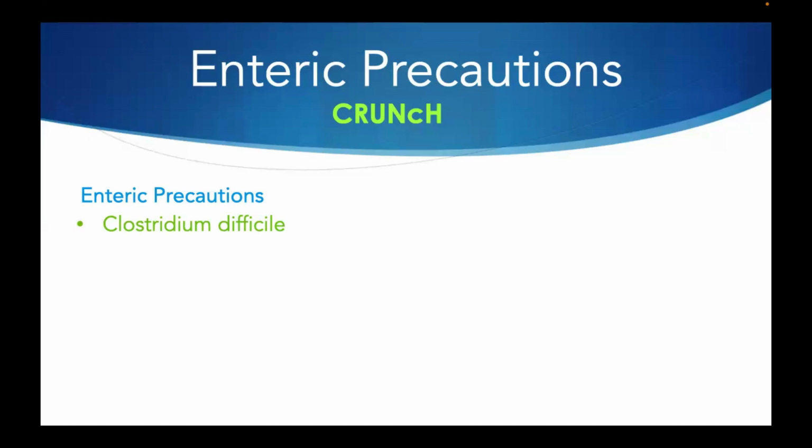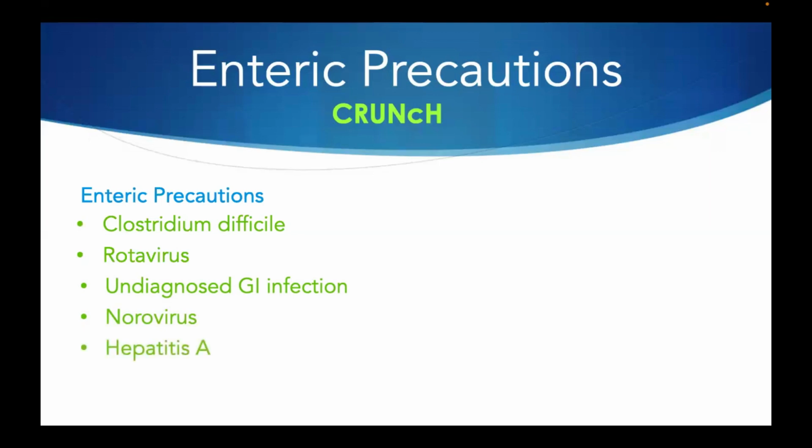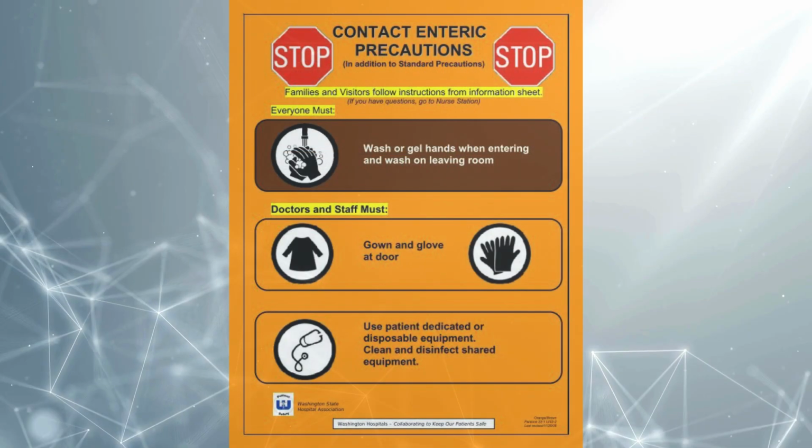Clostridium difficile. What does the R stand for? Rotavirus. What does the U stand for? Undiagnosed GI infection. What does the N stand for? Norovirus. And what does the H stand for? Hepatitis A. So C. diff or Clostridium difficile is considered both contact and enteric.